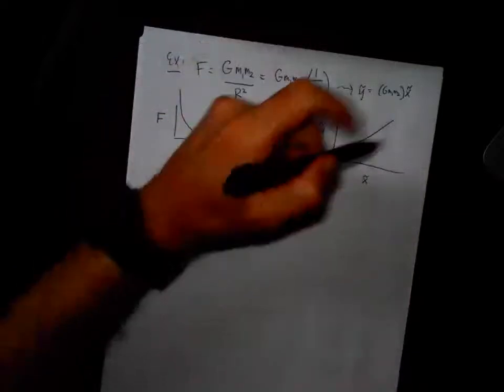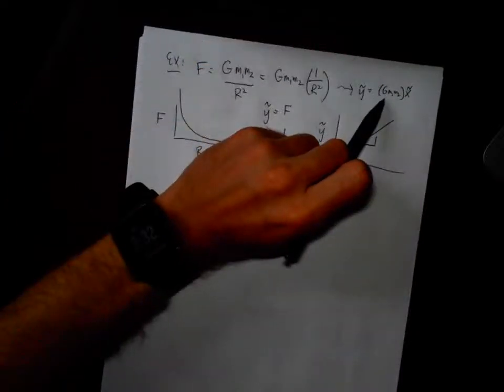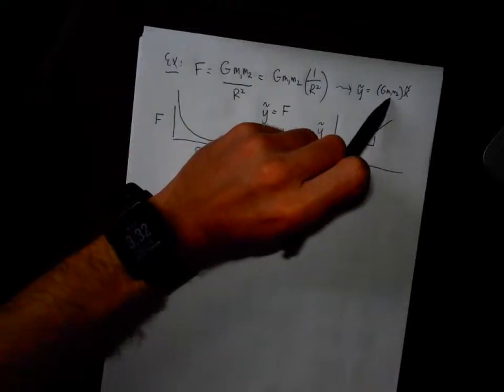What would be the meaning of the slope of that line? The slope would be G m1 m2.